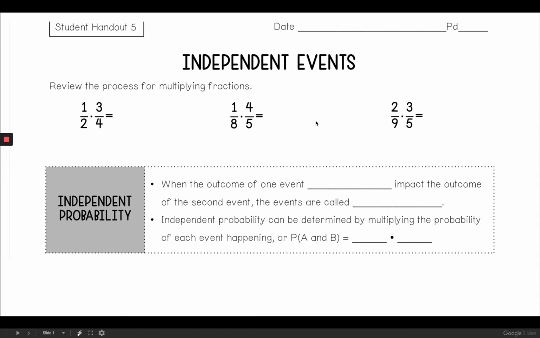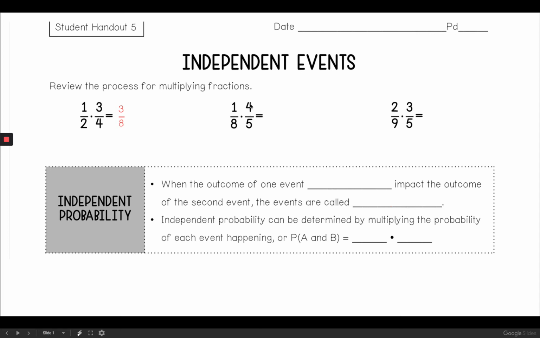So in this one we need to review the process for multiplying fractions. With fractions, we just go ahead and multiply the numerators times numerators, denominator times denominator. And then that one will be 3 times 1 is 3, 2 times 4 is 8, so 3/8. And in this one as well, you can reduce before multiplying if you feel so inclined. If you don't, then you'll have to reduce after.